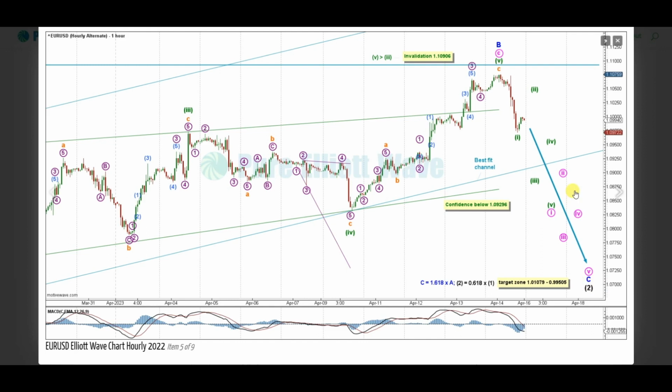So I hope I was able to make that clear, our two views on the market based off the confidence level for the ending diagonal and minor B being complete, or the invalidation for this, which would show more upward movement to come. With that being said, let's move on to the technicals.